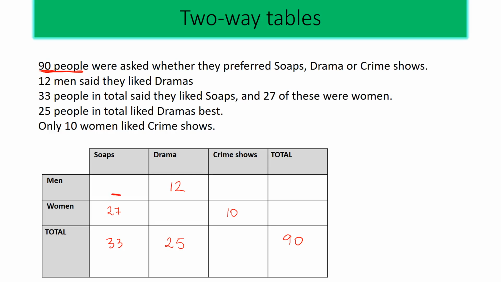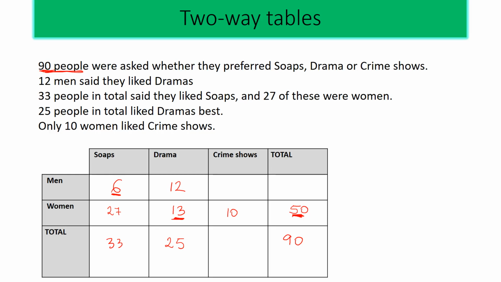Okay, remember that 33 is the total, so to find one of the missing values you need to subtract. Okay, so we need to do 33, take away 27, and that is 6. Okay, now to find this value, again, because I have the total, which is 25, I need to subtract. So I need to take away 12 from 25, and that is 13. Okay, now I can find this value here, which is the total of all the women. Okay, so that's 27 plus 13, which is 40, plus 10, that is 50.